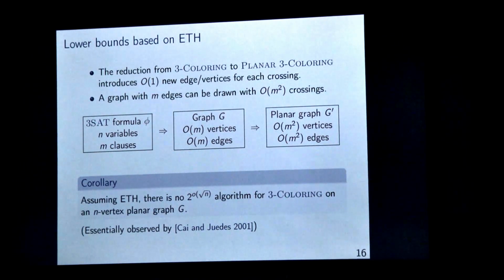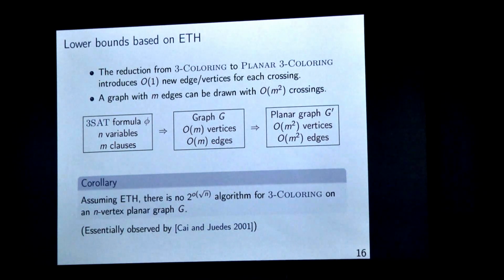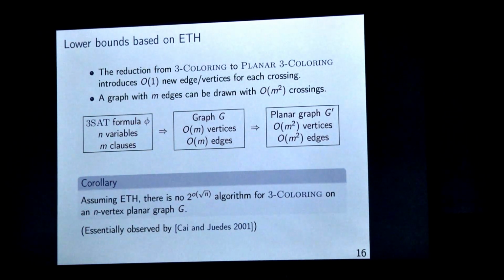And for each crossing I will place this. Now what did I get there? Well, I got a 3-SAT formula with n variables, projected to a graph G with order m vertices and order m edges, which implies a planar graph G' with order m squared vertices and order m squared edges. So assuming ETH, I cannot have a 2 to the power little o of root n algorithm.